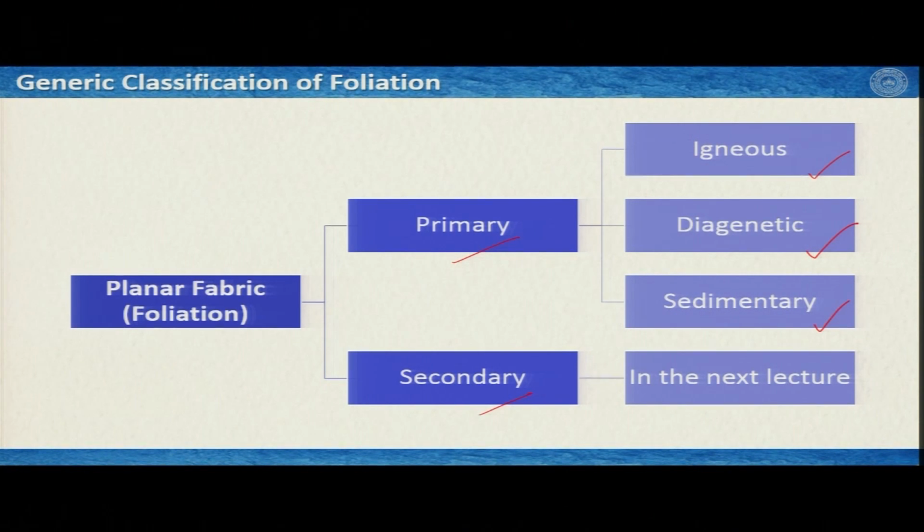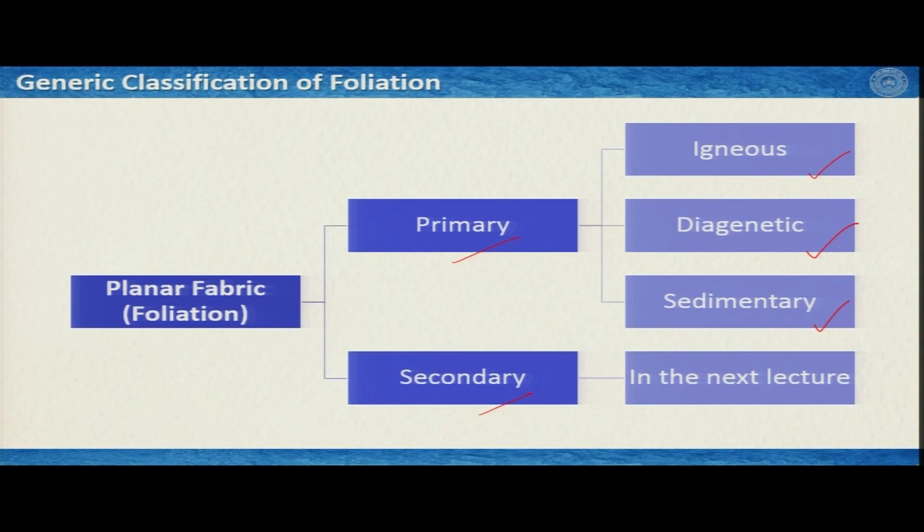So, let us have a look at what primary foliation is. As the name suggests, primary foliations essentially develop during the genesis of the rock, or when the rock is taking its birth. If it is associated with igneous rock during the formation of the igneous rock, then we call it primary foliation in igneous rocks. If it is associated with diagenesis of the sedimentary rocks, then we call it diagenetic foliation, and if it is associated with sedimentary rocks, we call it primary sedimentary foliation.